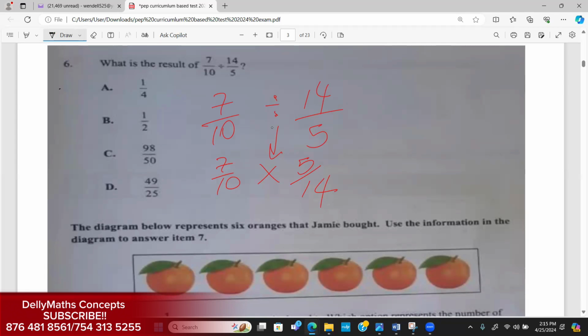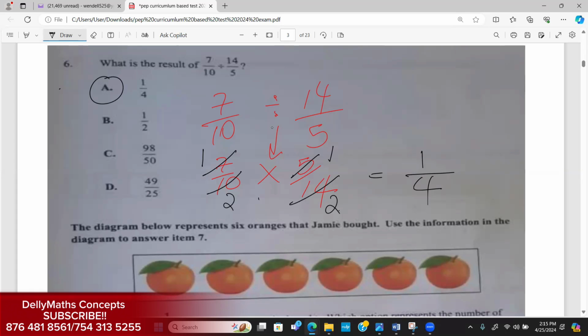If possible, and we can. 5 into itself is 1. 5 into 10 is 2. 7 into 7 is 1. 7 into 14 is 2. At the top, we have 1 times 1, which is 1. 2 times 2 is 4. So we're looking for 2/4. And there it is. I said 2/4.